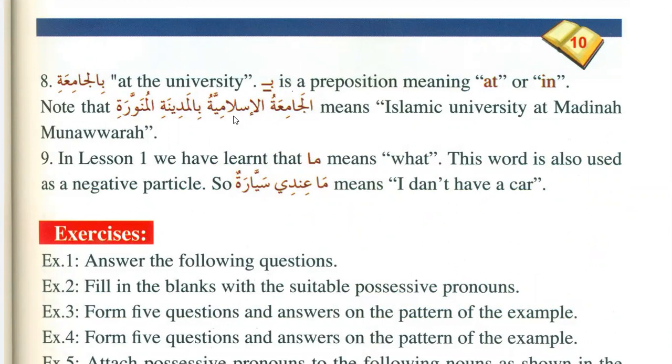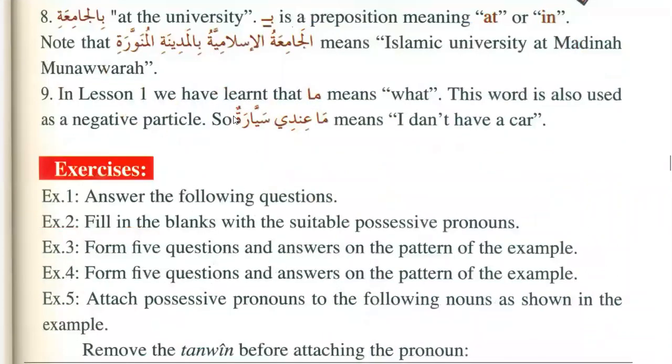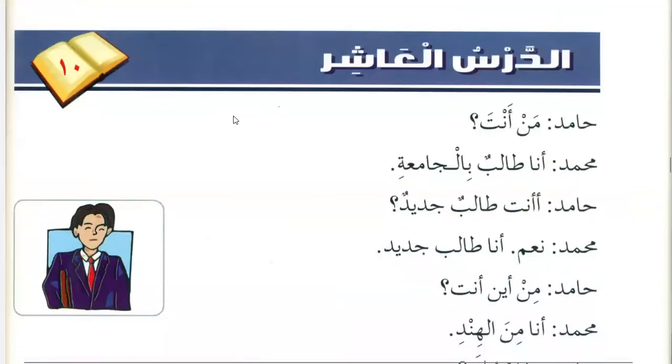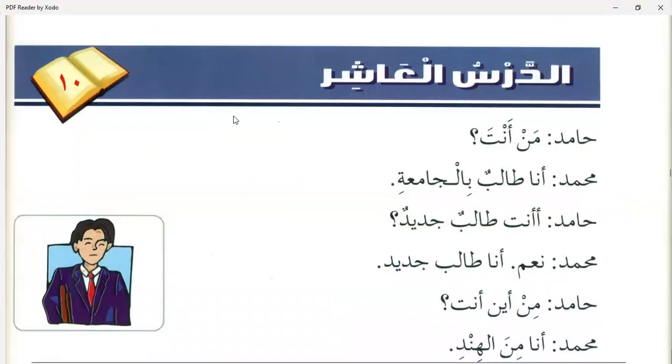Exercises. There is one: answer the following questions. Read the vocabulary. Al-fata, young man. Al-wahid, one. Zamilu, colleague or classmates. Zawj, husband. Tiflun, child. Darsul ashir, tenth lesson.